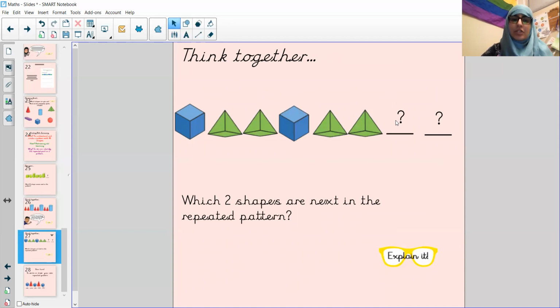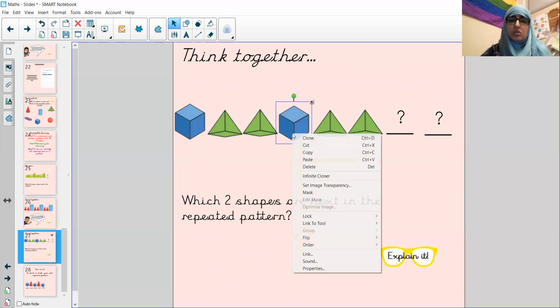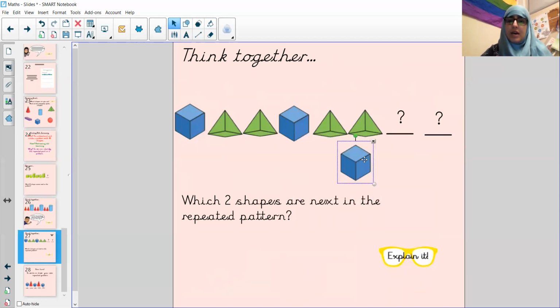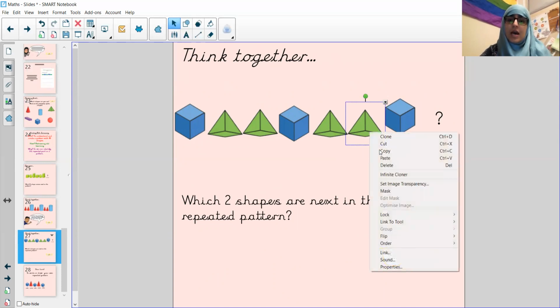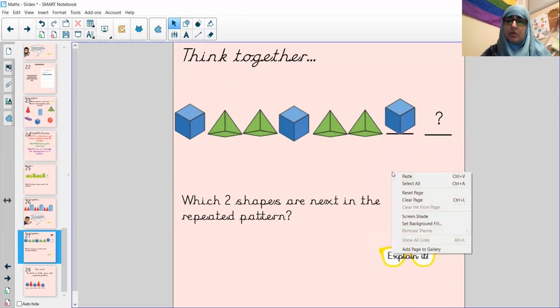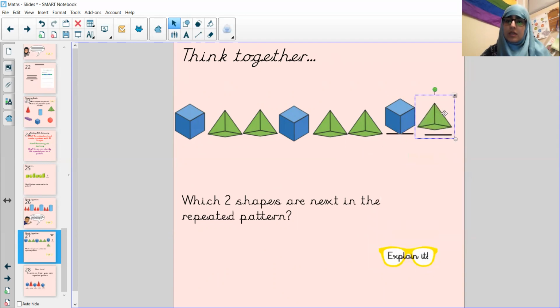Right, I can hear a lot of children saying, it's a cube, it's a cube. Well done for those children saying it is a cube. Okay, so I'm going to put that down there. It's a cube. What comes next? Is it another cube? No, well done. It is a pyramid. Well done, guys. And I could continue it on and on as long as I wanted to.